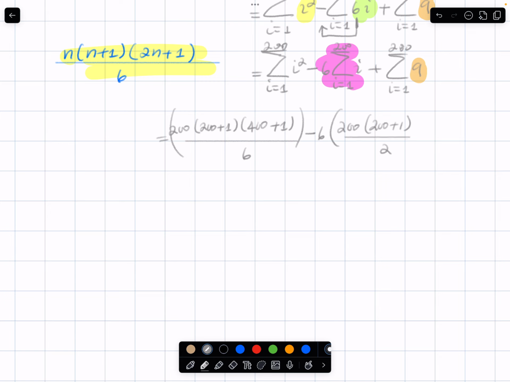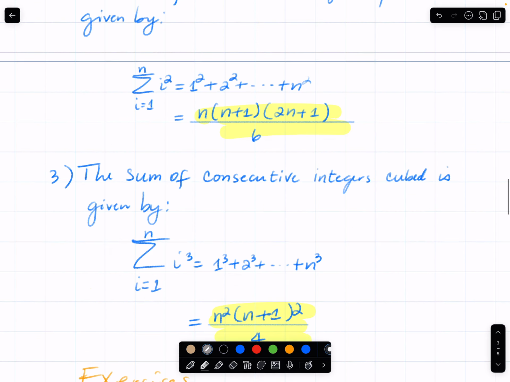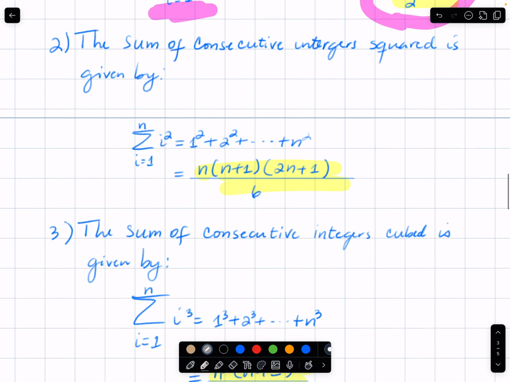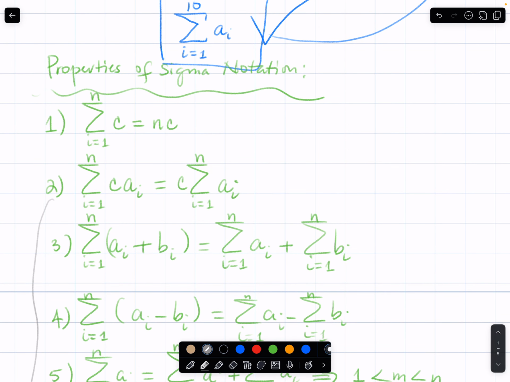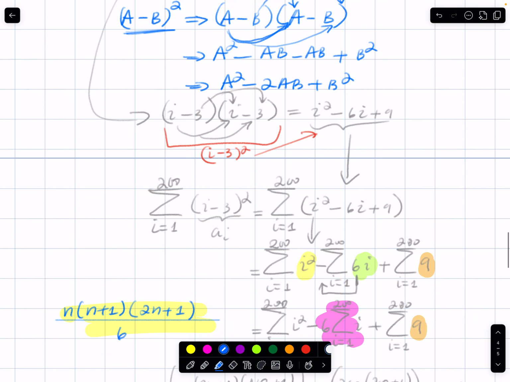All right. And then plus 9 times 200, right? 9 times 200, where did that come from? Another property, yeah, right here. Let me use the highlighter. This is another property we are using right there. Okay, so that's where that's coming from.